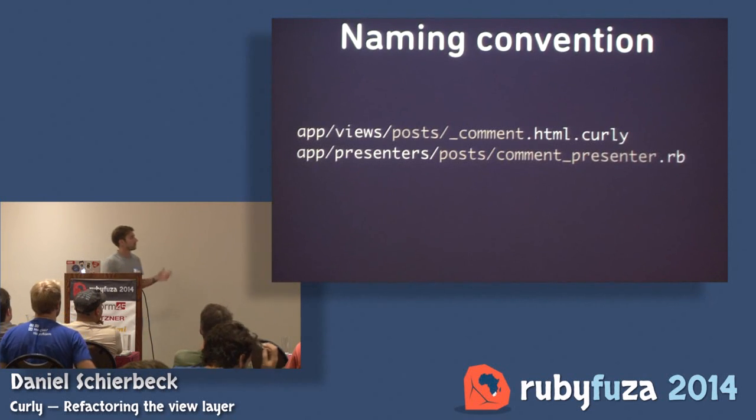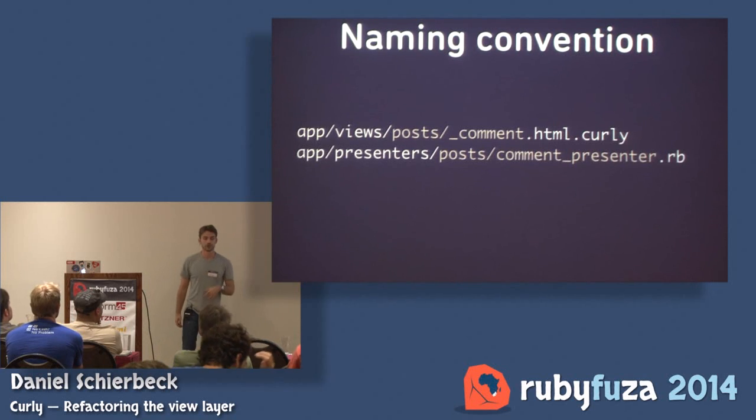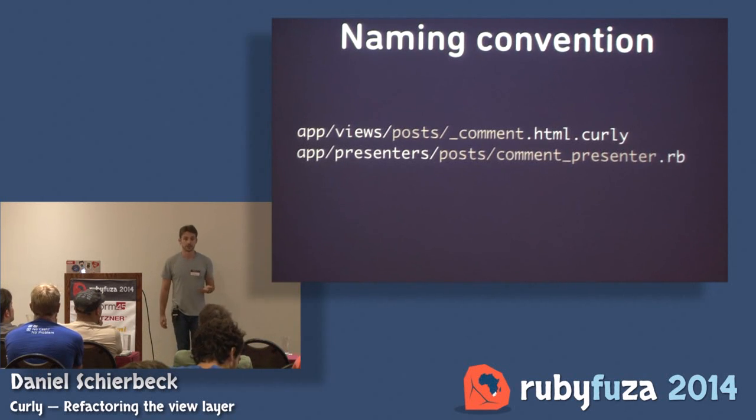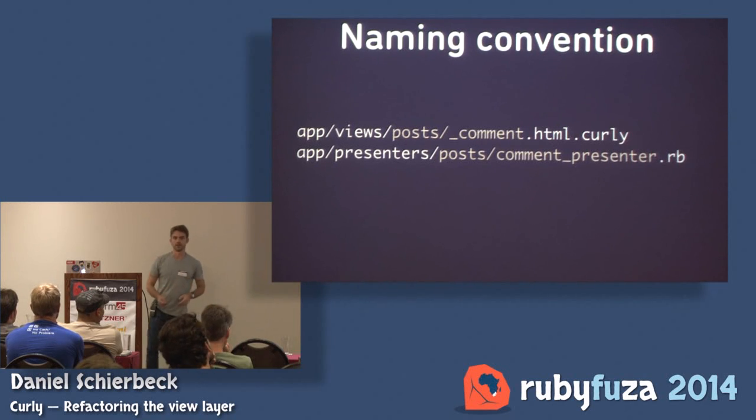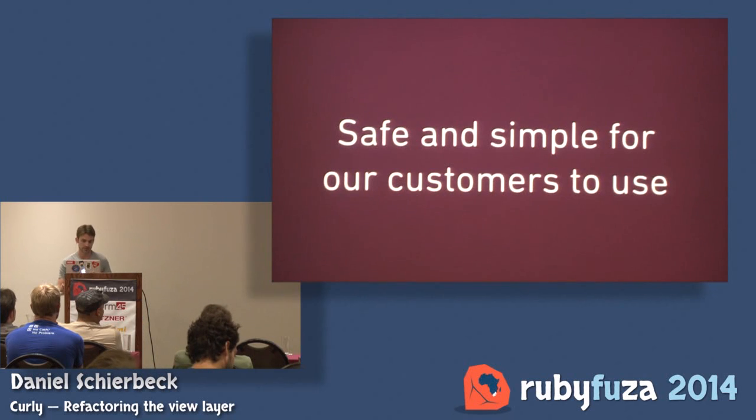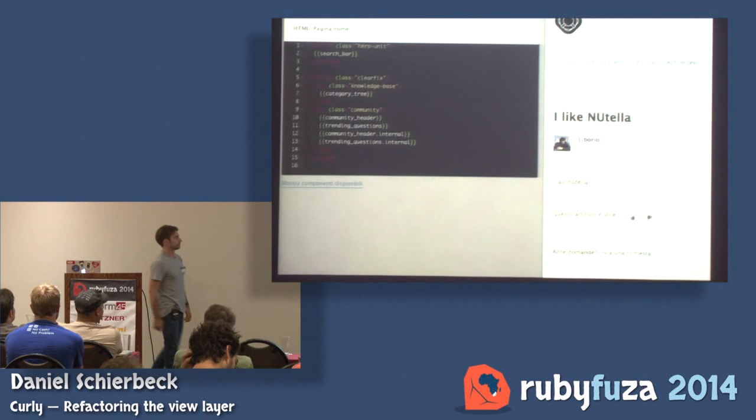Finally, there's a naming convention that maps a template to a presenter. So the presenter is automatically instantiated for you, and the template is rendered against that initialized presenter. So everything just works. If you convert a view from ERB to Curly, you don't need to change how you actually render that view. If you have a partial, you can still just render that partial name, and everything just works. So this was safe and simple for our customers to use. And we actually put it in the product about a year ago, and they can just edit the templates in their browsers, click save, and their sites are updated.